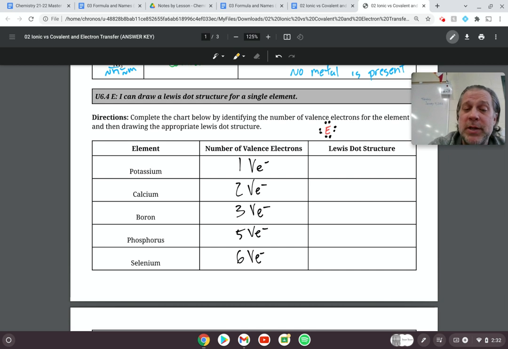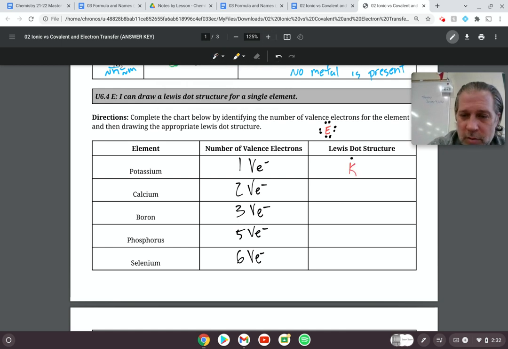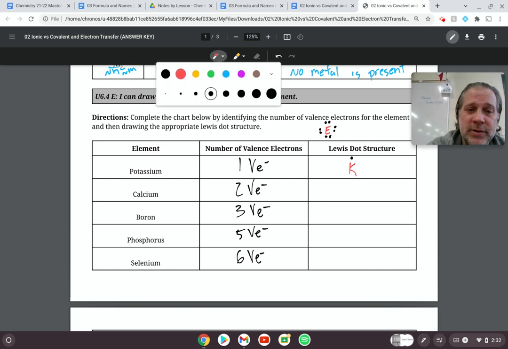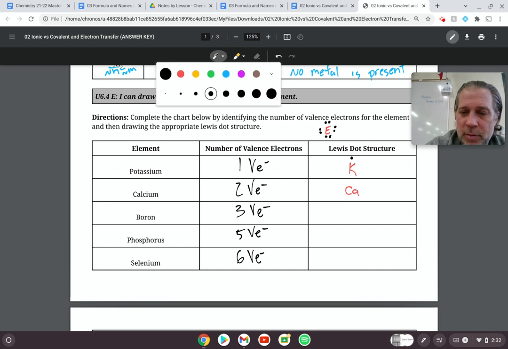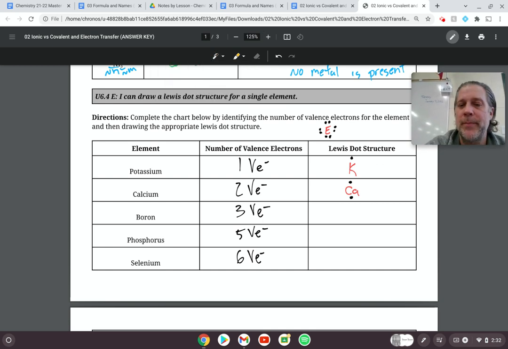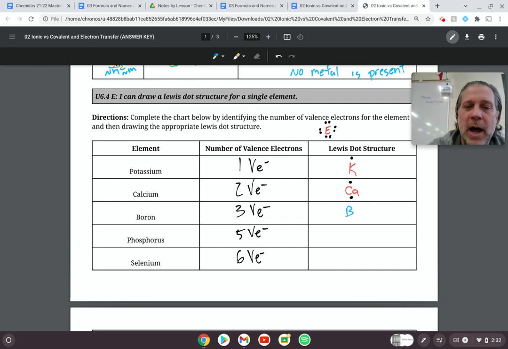So in the case of potassium with the one valence electron, I'm going to take the symbol, which is K, and put its one valence electron right on top, just like that. Calcium has a symbol of Ca, and it has two valence electrons, so I'm going to put one on top and one on the bottom. Boron falls in that nonmetal category. Well, actually, it's a metalloid. It's kind of weird, but I'm going to call it a nonmetal.